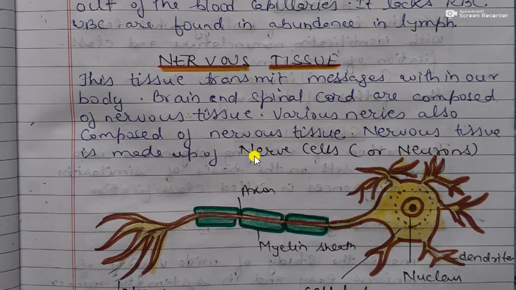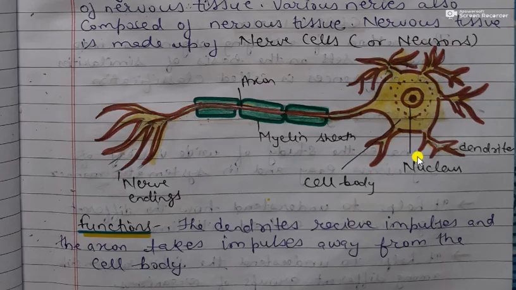Nervous tissue is made up of nerve cells, which are also known as neurons. So nerve cell or neuron is just a similar thing. This is the structure of a neuron. It is the largest cell in our body. In the human body, the largest cell is the neuron, which is the cell of brain, spinal cord and nerves.